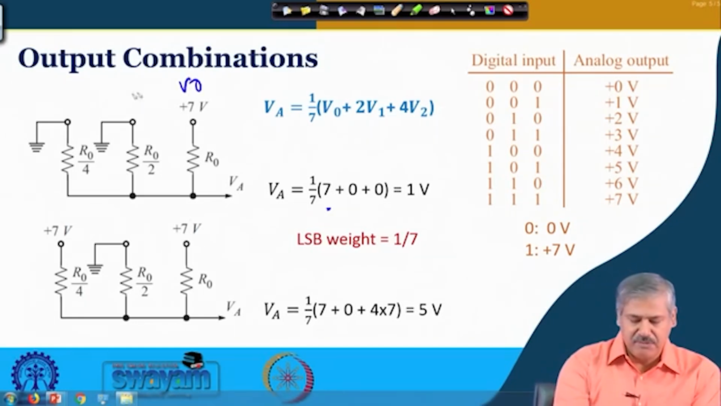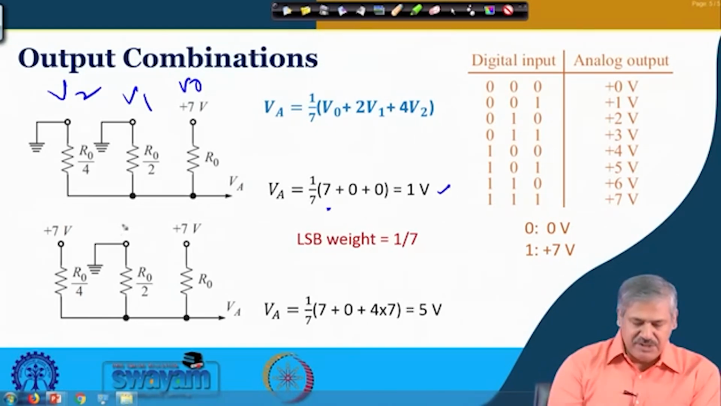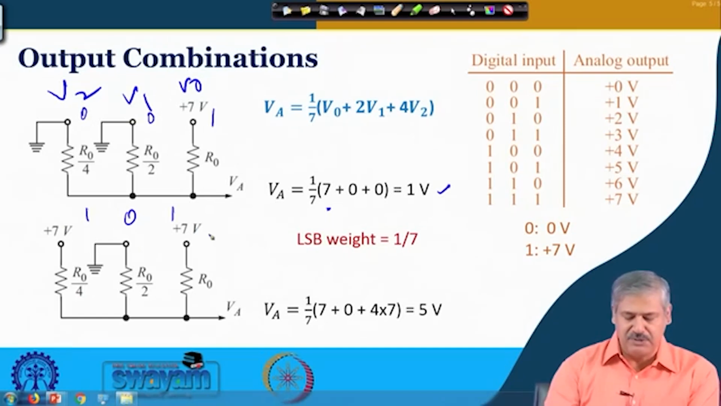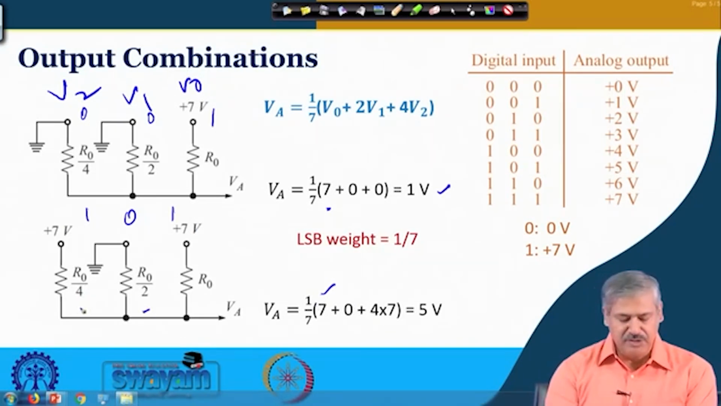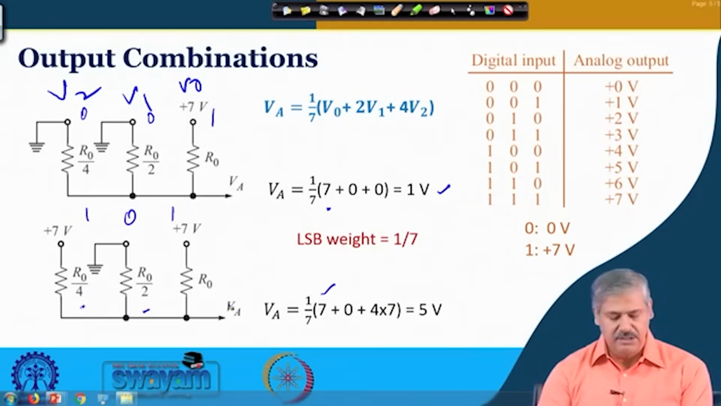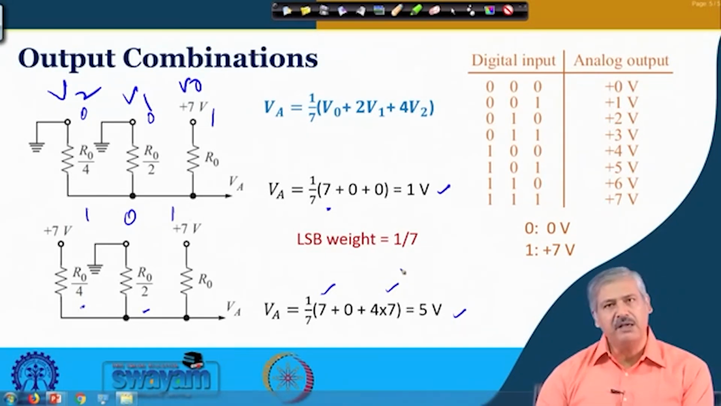This is your V0, V1 and V2, and for 0 0 0 the output will be 0 volt, and for 0 0 1 it is 1 volt. And if it is 1 0 1, so this was 0 0 1, this is 1 0 1. So, V1 is 0 and V2 is 7, so 4 into 7 divided by 7. What you get here is 4 volt, and plus V0 gives 5 volt. So, this is the way the output voltage, depending on the input combination, will be calculated.